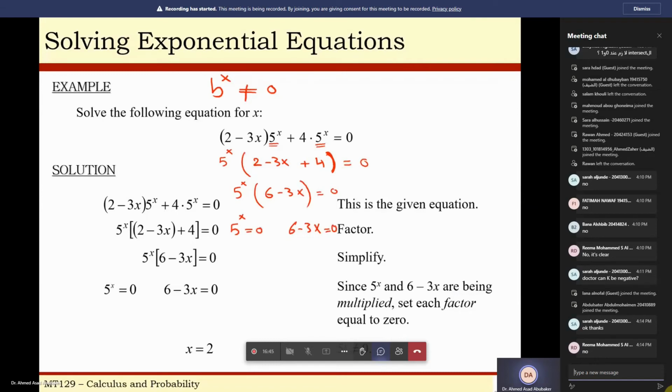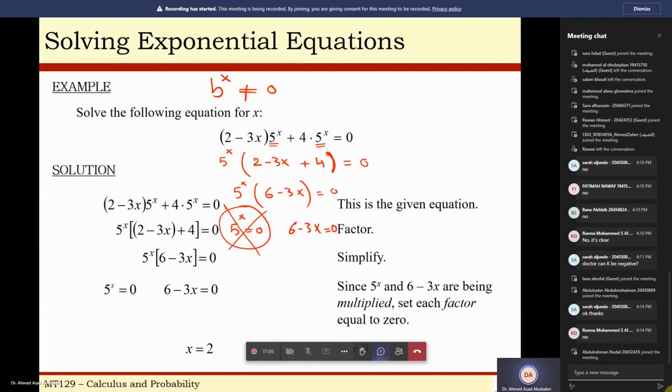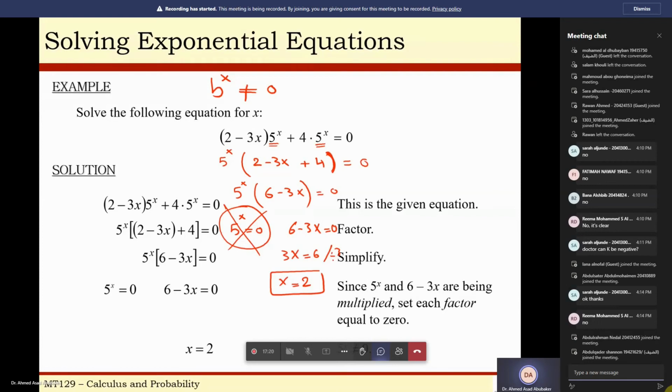But from the properties of the exponential function, the first option is impossible. Can we find a value of x as the exponent of 5 such that the result equals 0? Cannot. Now we have 3x equals 6. By dividing by 3, we have x equals 2. So we have one value solving this equation, the solution of this equation. Any question?